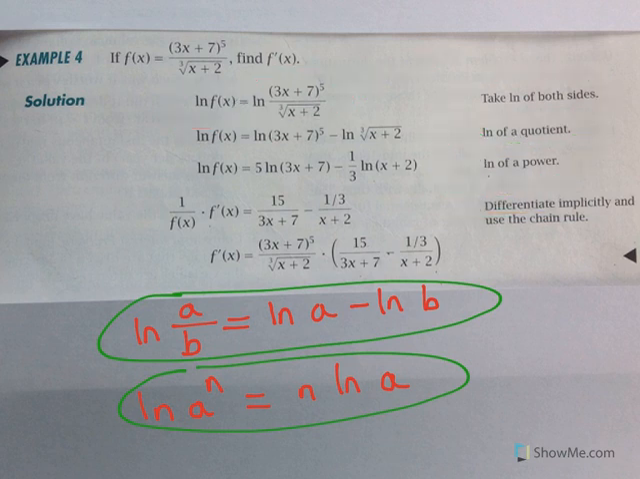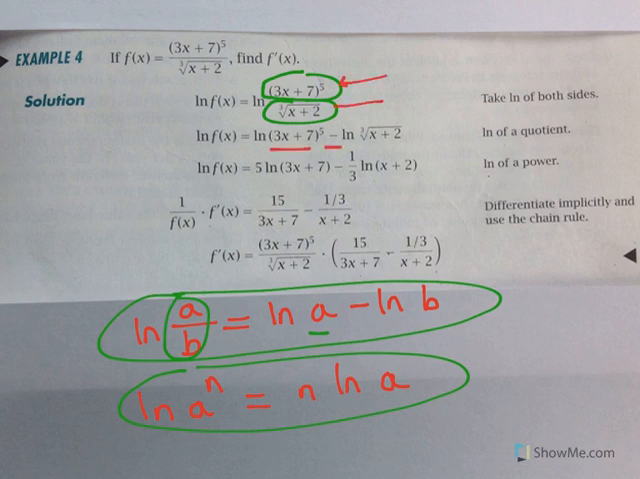So first we use the natural log of a quotient property. If you have the natural log of a quotient a over b, you can write that as the natural log of the numerator minus the natural log of the denominator. And that's what we're going to do here. We have the natural log of a quotient, so we're going to write that as the natural log of the numerator minus the natural log of the denominator.